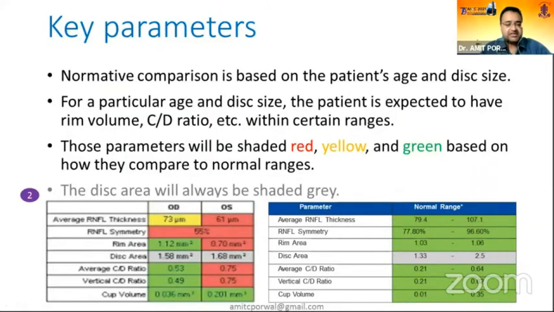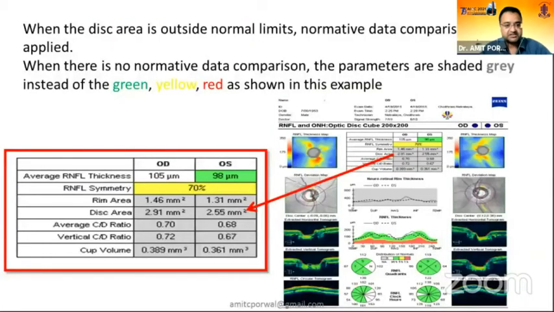Coming to the key parameters, the normative comparison is based on the patient's age and disc size. For a particular age and disc size, the patient is expected to have a rim volume, CD ratio, etc. within certain ranges. So those parameters will be shaded red, yellow, and green based on how they compare to the normal ranges. When the disc area is outside the normal limits, the normative data comparison is not there. And when there's no normative data comparison, the parameters are shown in white or gray instead of green, yellow, and red, as shown in this example.